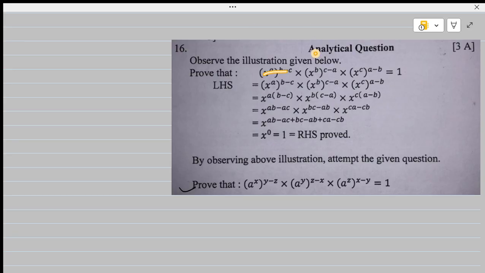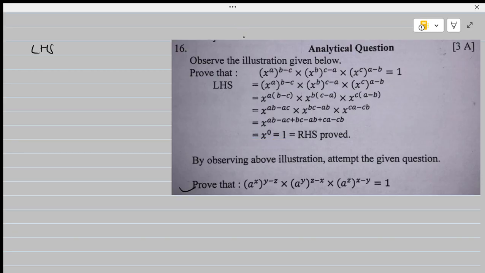So here x power a minus b, x power b whole power c minus a, x power c whole power minus a minus b. Then what is done is these powers get multiplied, power of power gets multiplied, and after that they get opened. Then they get added, the rest all get cancelled, so x power 0 became, and its result is 1. So the same thing you have to do here.